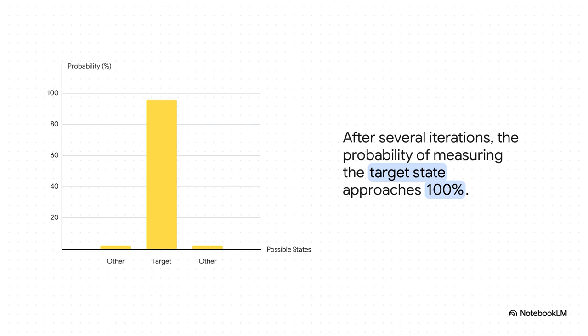Repeat that amplification step over and over, and the result becomes unmistakable. The probability of measuring our target state just skyrockets until it's almost 100%, while all the wrong answers are effectively silenced. And just like that, you found your needle in the haystack.